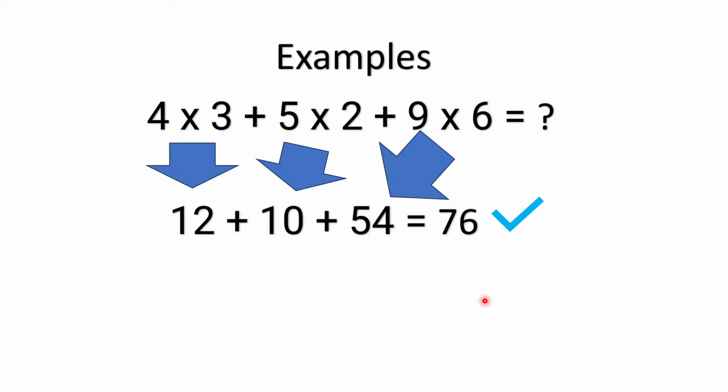Another one here, you've got 4 times 3 plus 5 times 2 plus 9 times 6. All right, well, that's equivalent to 12 plus 10 plus 54, which then equals 76.